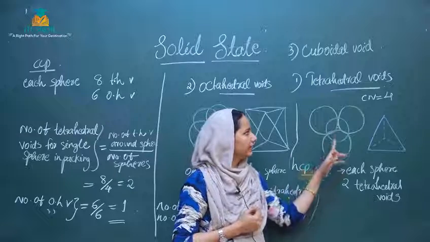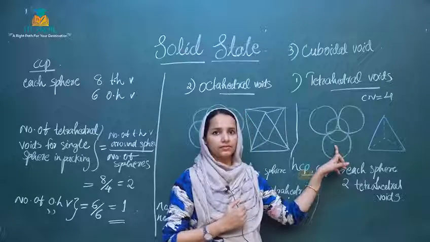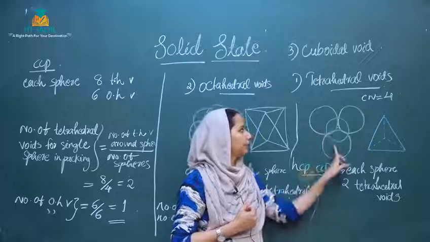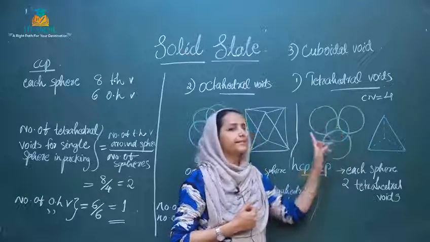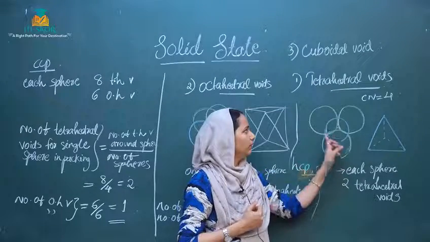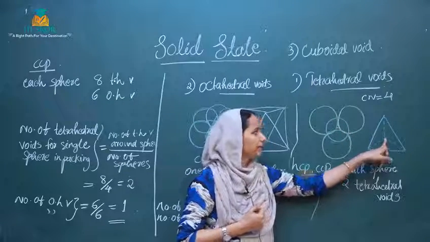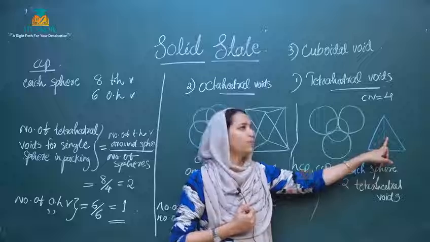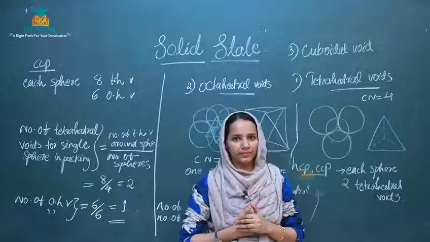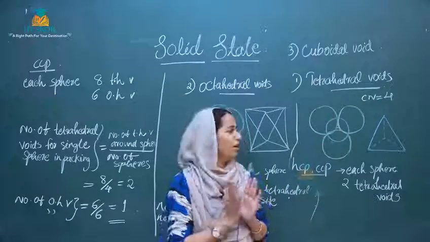While seeing this structure, when you join the centers of these three spheres, you will get an equilateral triangle, and above that one more sphere is coming. Here you can see a void. Such a type of void we call a tetrahedral void. As the name indicates, the coordination number here is 4.